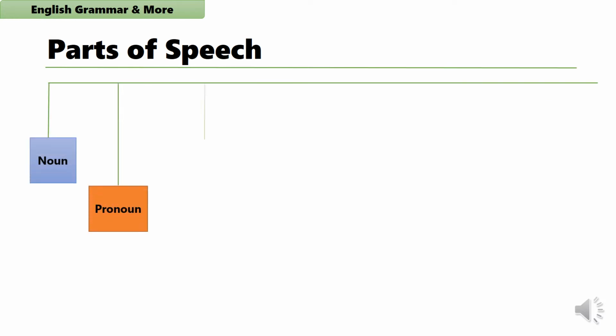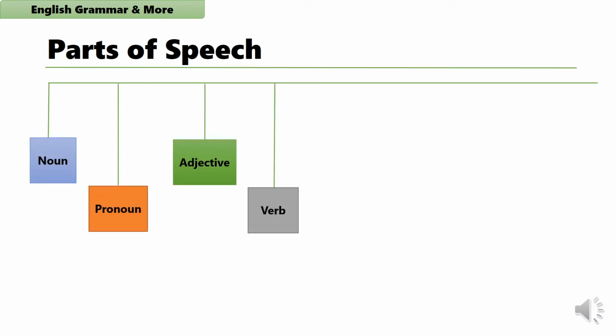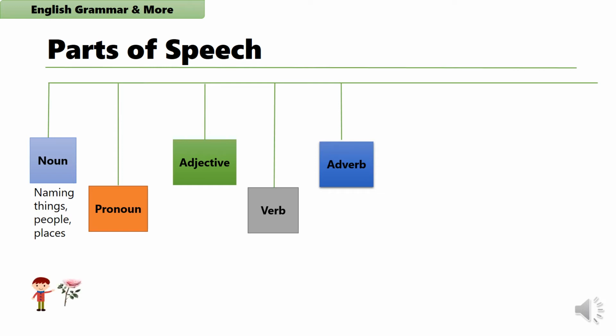There are 9 parts of speech in English. Among them are nouns, pronouns, adjectives, verbs, and adverbs. Nouns are the names we use to refer to people, things, and places. For example, a boy, a flower. Pronouns are the words that we use to replace nouns. For example, instead of a boy, I can say he. Instead of a flower, I can say it.